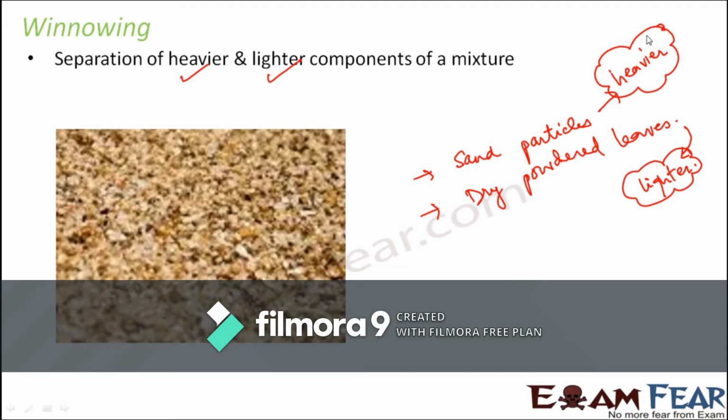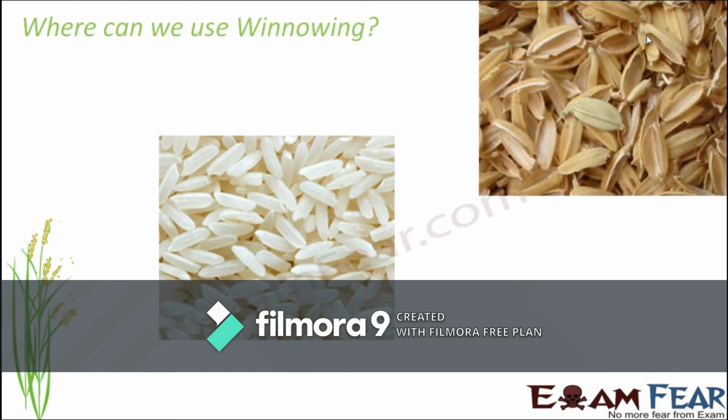Let's see what we do in winnowing. Here we try to separate the heavy and the light particles with the help of wind. So the presence of wind is a must for winnowing to happen. Let's see how we do this. A place where we can commonly use winnowing is to separate the grains from the husks.